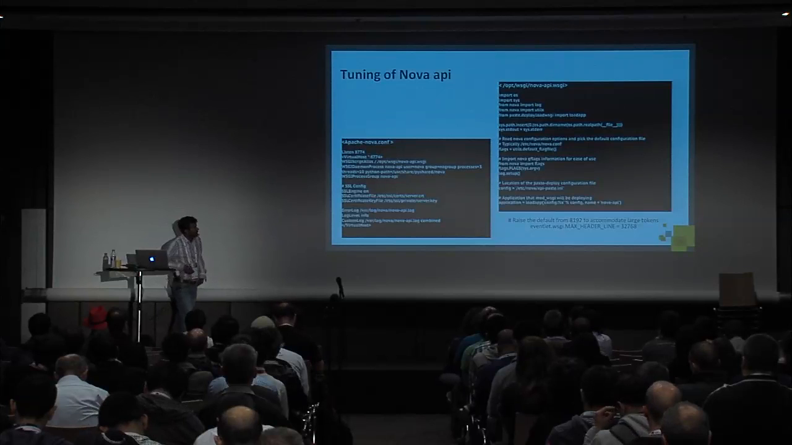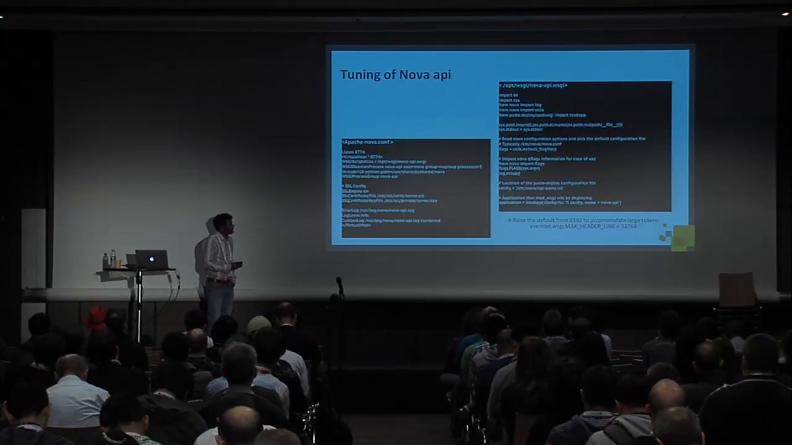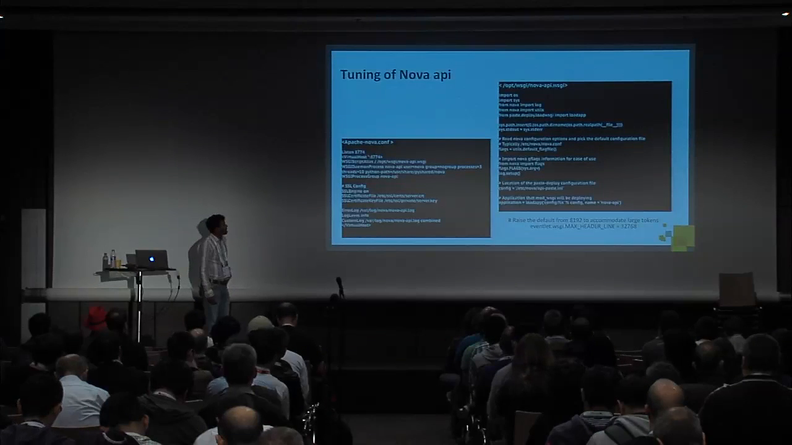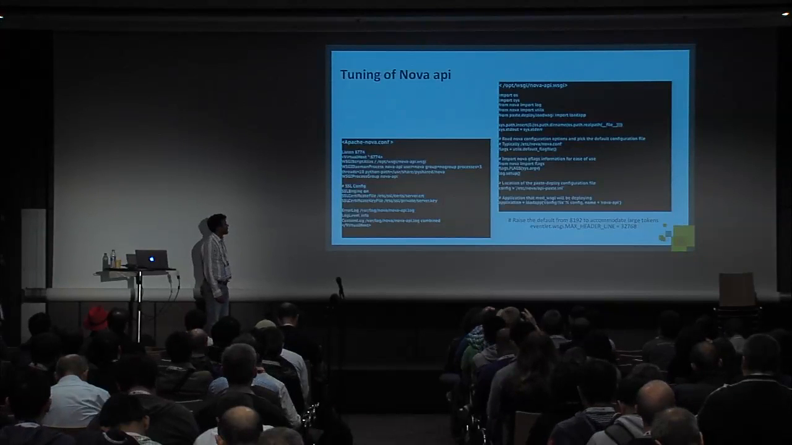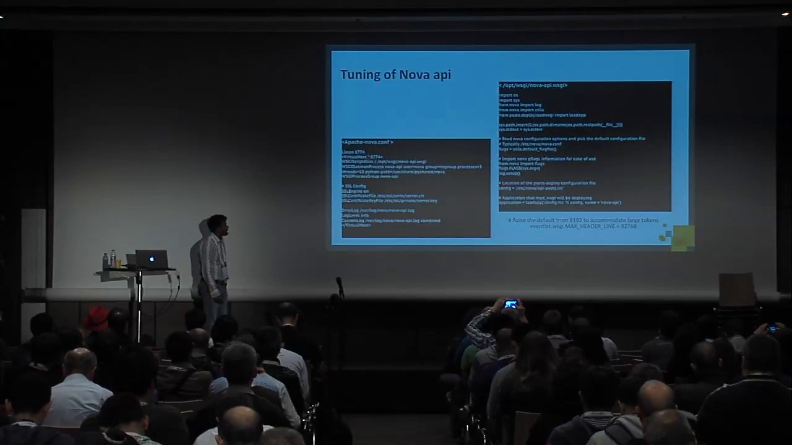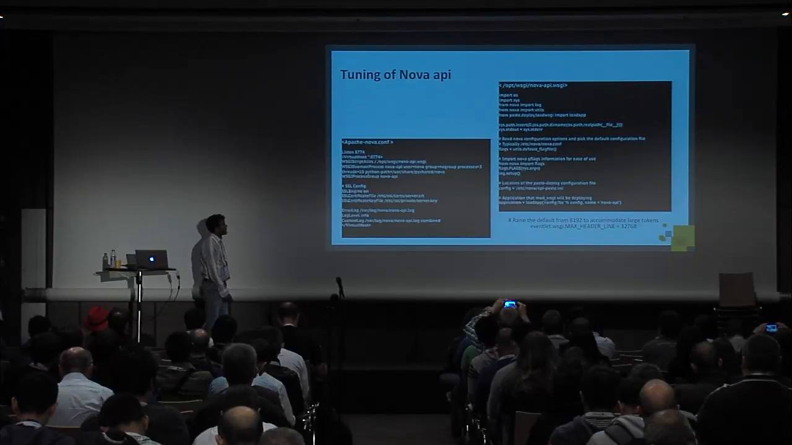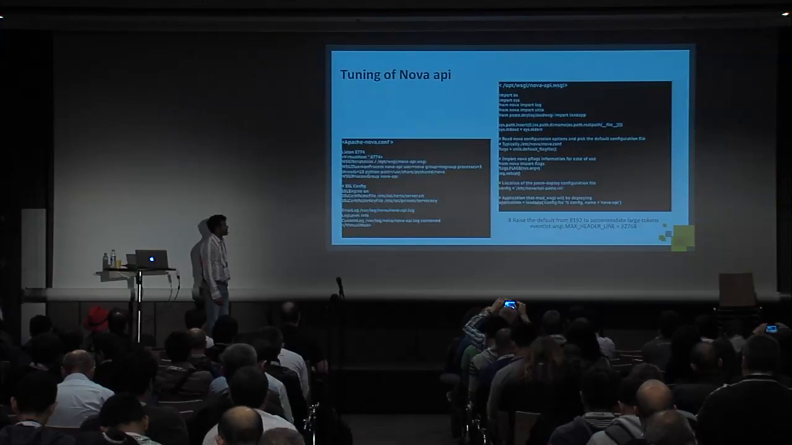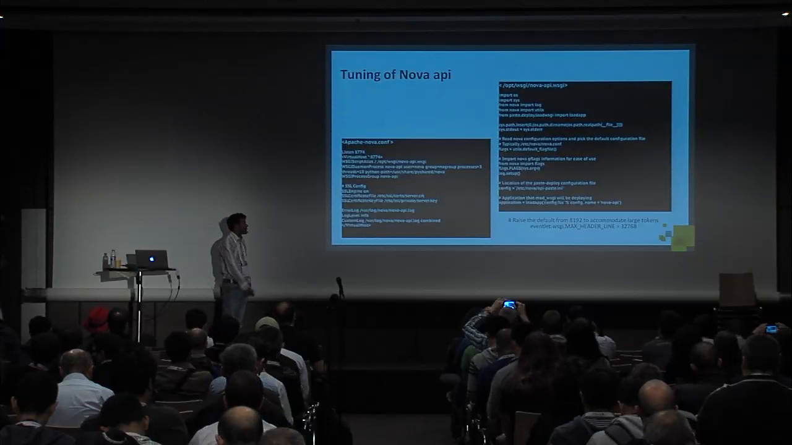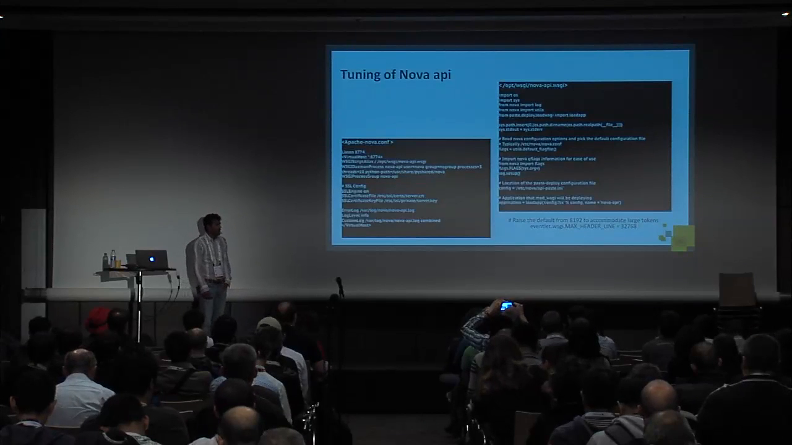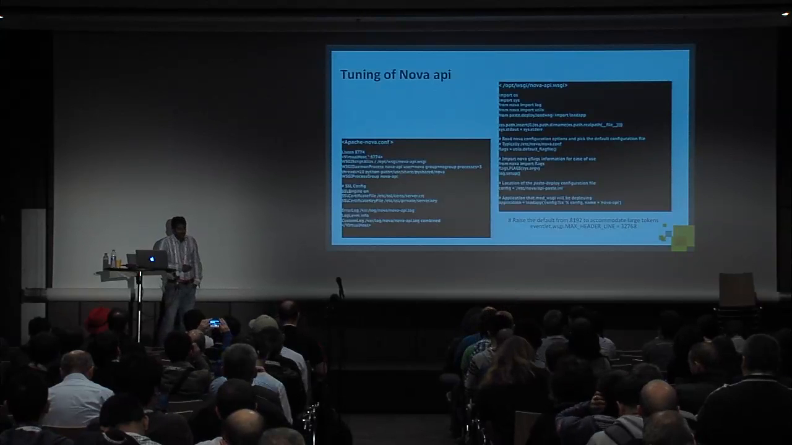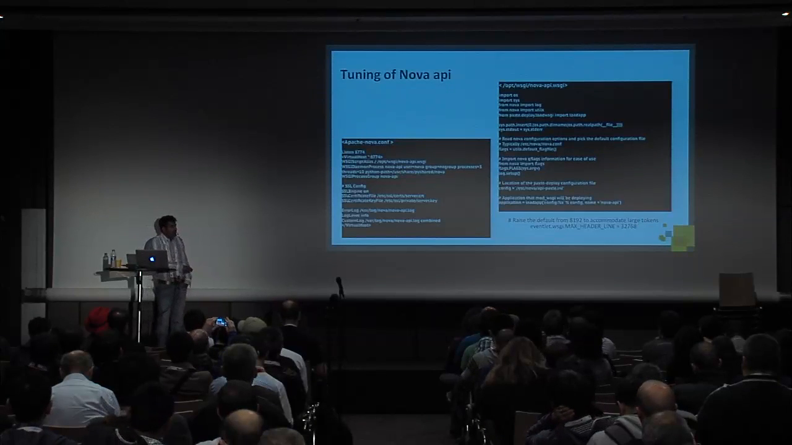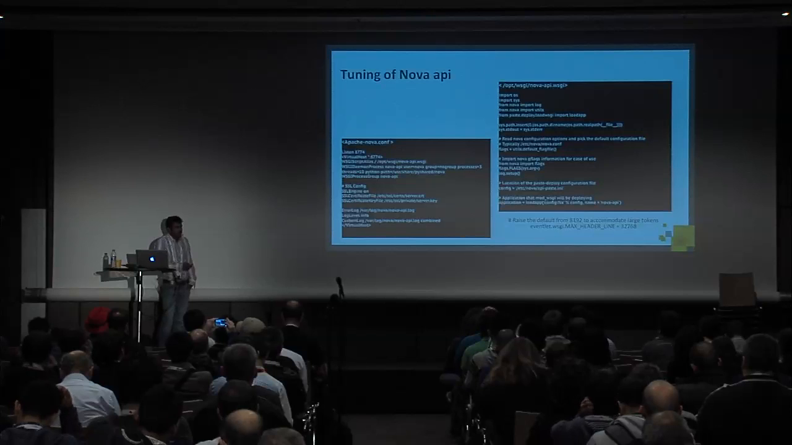Here are the test config files that we use today. One is the Apache configuration to make the virtual host and enable the ports. The other is for Apache mod_wsgi, the script to invoke the Nova API service. Feel free to use this and try it in your labs and see the difference, and you'll definitely see a significant difference.